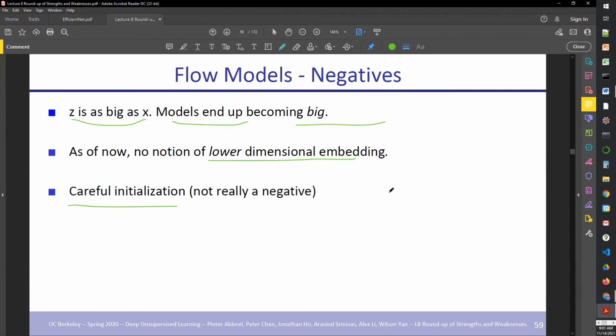a list of references with different kinds of VAEs and things in between flows and VAEs, I guess. And one disadvantage he mentioned: because Z is as big as X, scaling becomes a problem, because the larger the input X, the larger Z gets. So that is a challenge as you begin to deal with larger and larger images and so on.